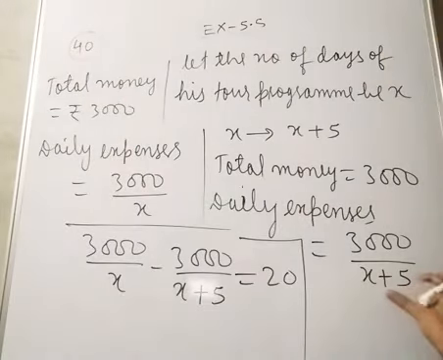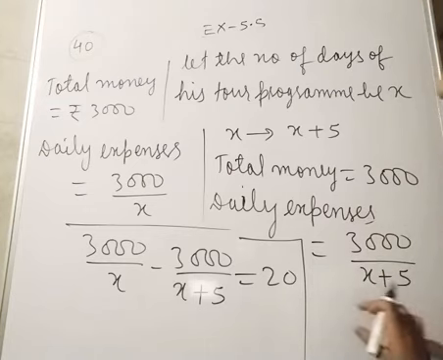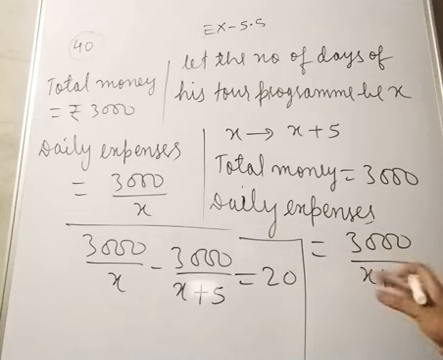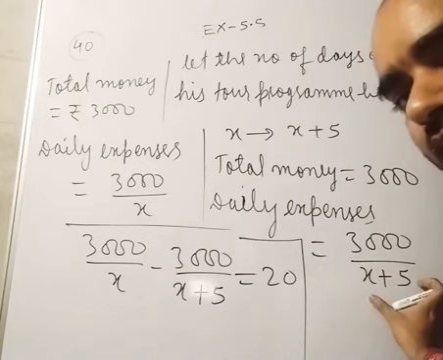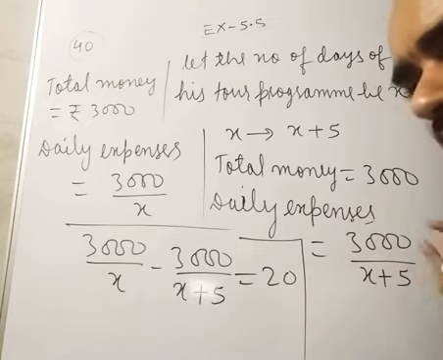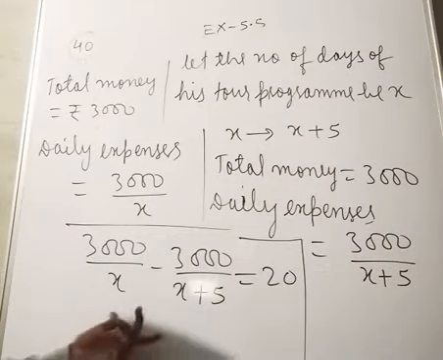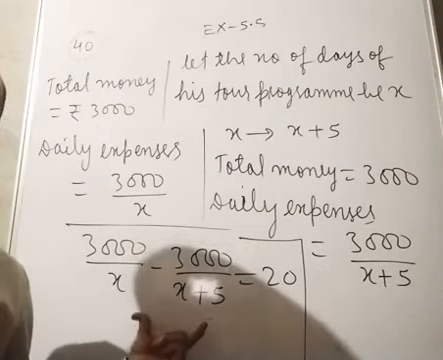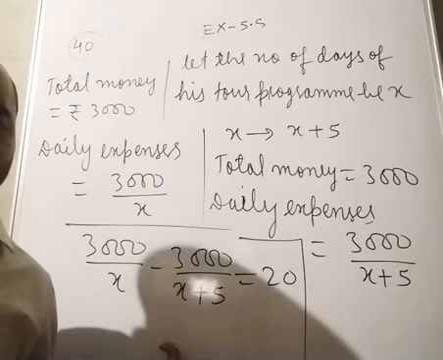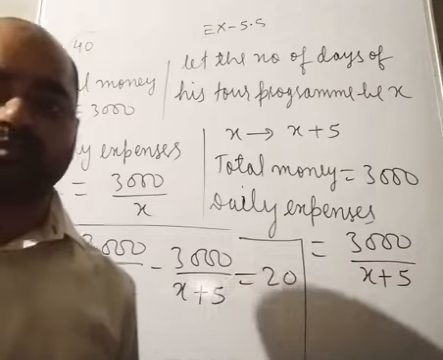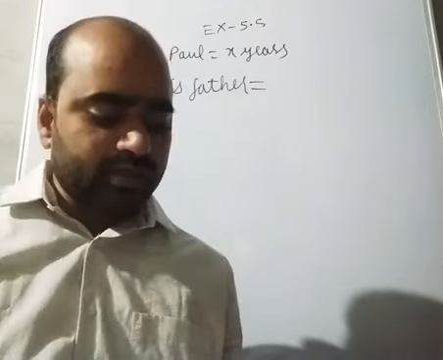Here he has to cut his daily expense. It means this is smaller and this is greater. And another method: here the denominator is greater. Whenever the denominator is greater, it means you are dividing by a greater number, so the whole value will be less. It means this is less. Again you can see 20 is common throughout. You can simplify and then cross multiply, and you can find the equation. Understood?